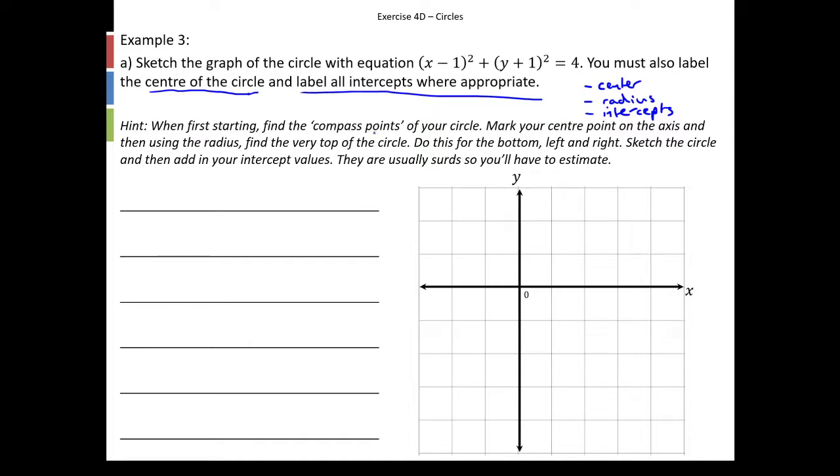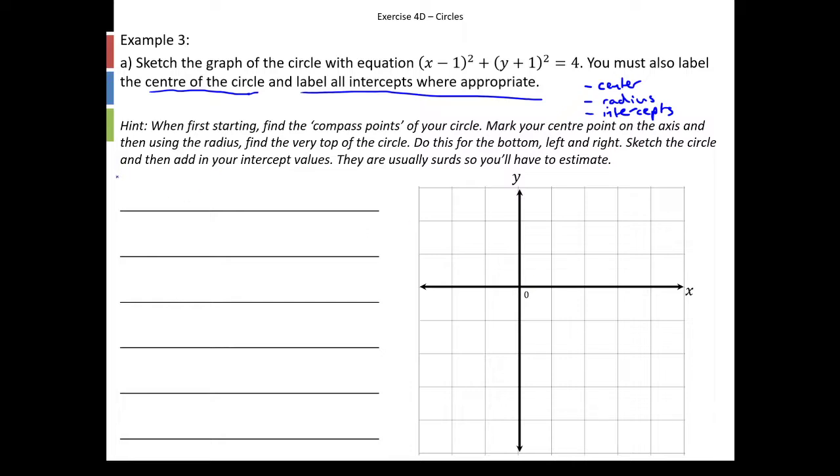There's a bit of a hint here. When first starting, find the compass points of your circle. Mark the center point on your axis, and then using the radius, find the very top. Mark that in, and then do that again for the bottom, the left, and the right. Sketch the circle, and then add in your intercept values as you find them. The intercept values are generally for a circle not very nice. They come out as surds, but you need to find the exact value, and just estimate roughly where they are in the sketch.